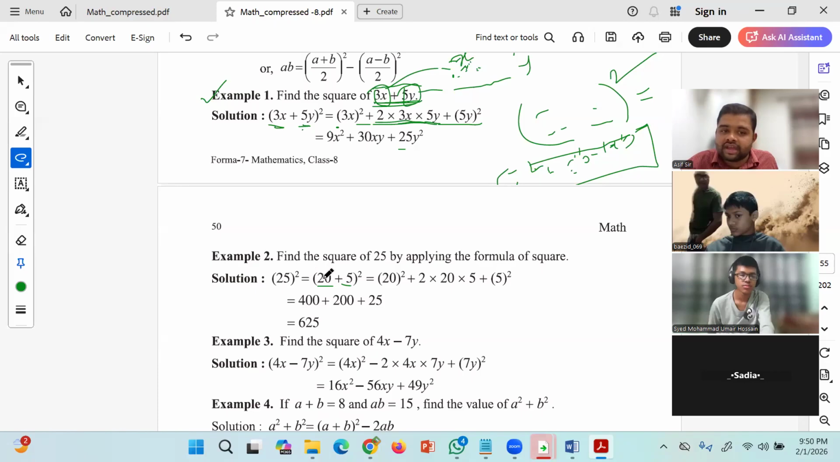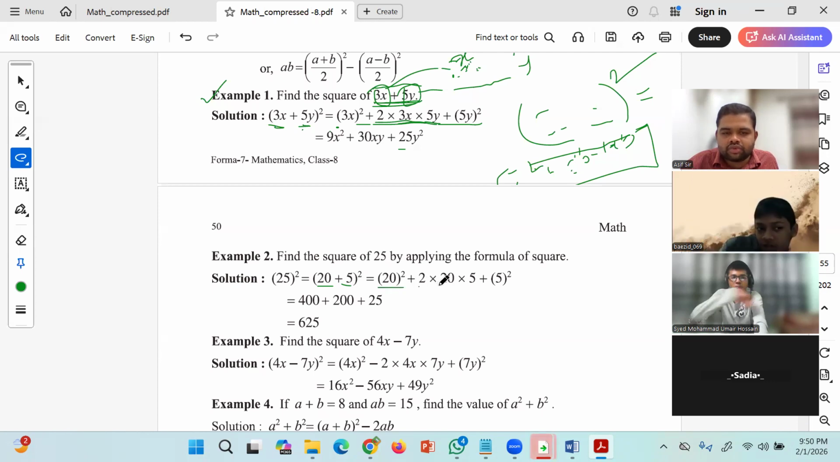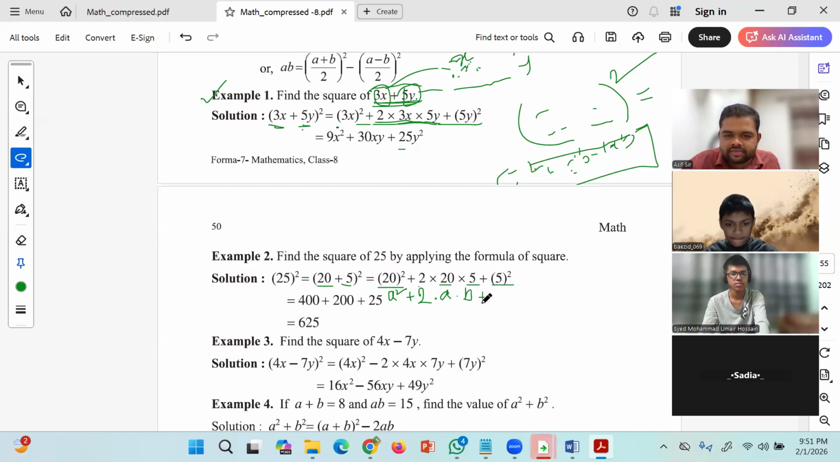So considering 20 as a and 5 as b, we can find that a square plus 2 into a into b plus b square, where 20 is the a, 5 is the b. So it is 20 square plus 2 into 20 into 5 plus 5 square. So this is the formula we are trying to fit into the problem, right?